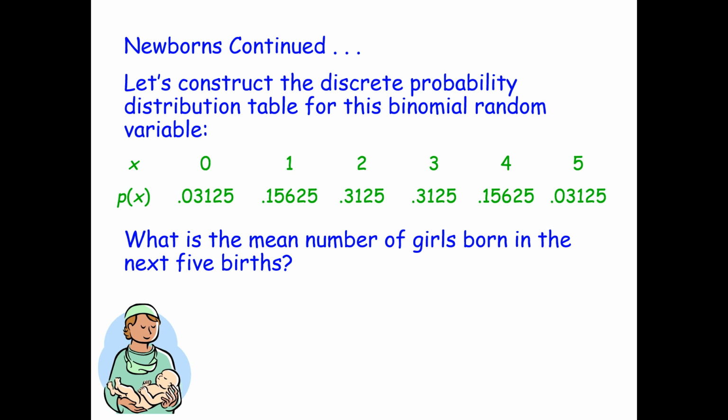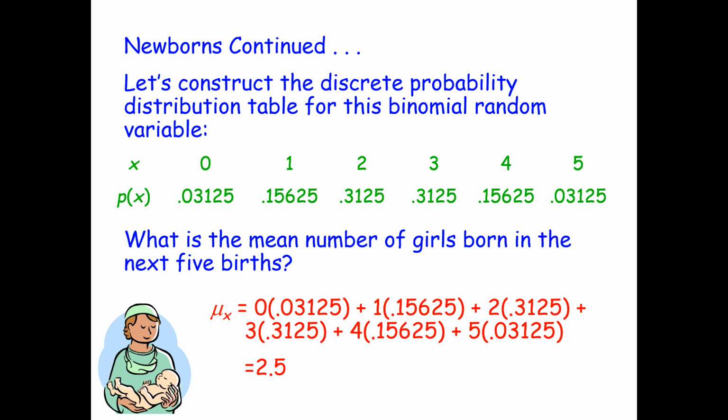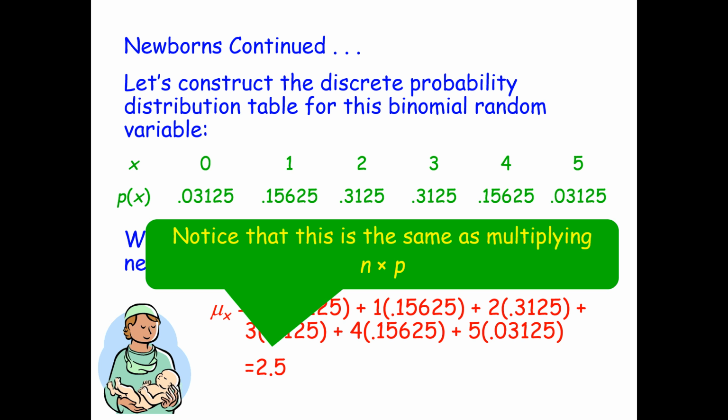So we want to know, what is the mean number of girls born in the next 5 births? Now, because this is a discrete distribution, we could use mu sub x equals the sum of x times p. So we'll go ahead and multiply each of those together and then add them together to get a mu sub x of 2.5. Notice that this is the same as multiplying n times p.